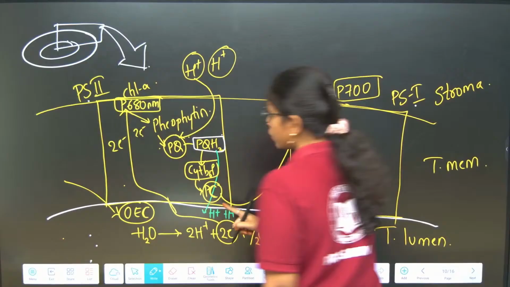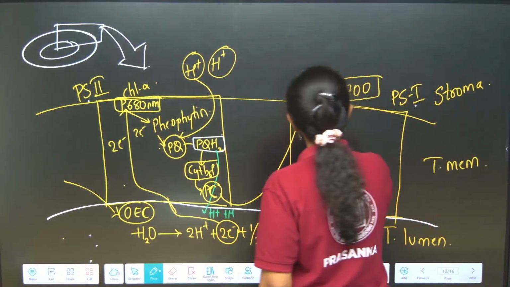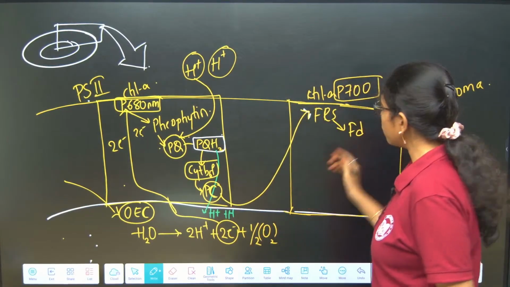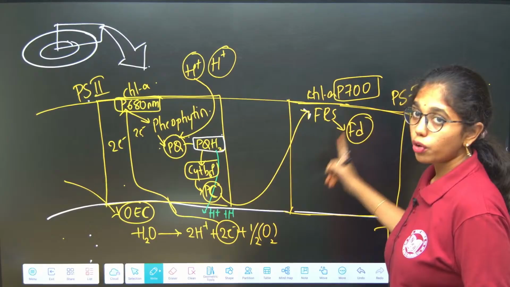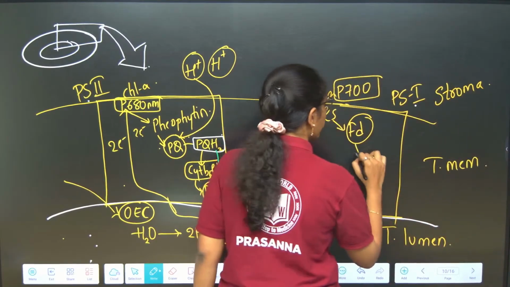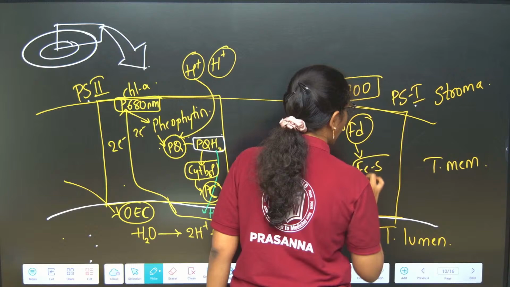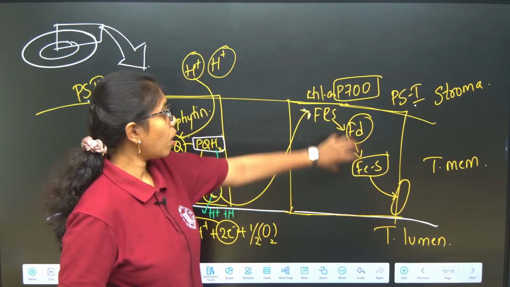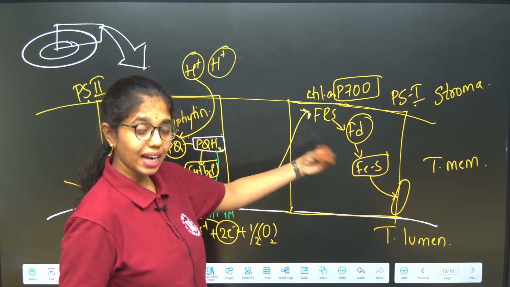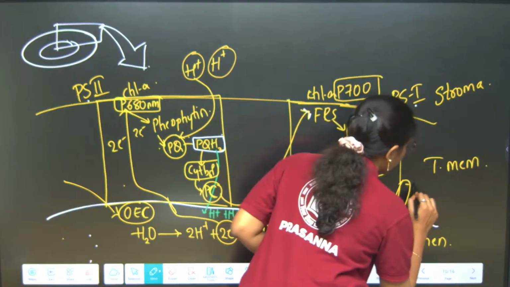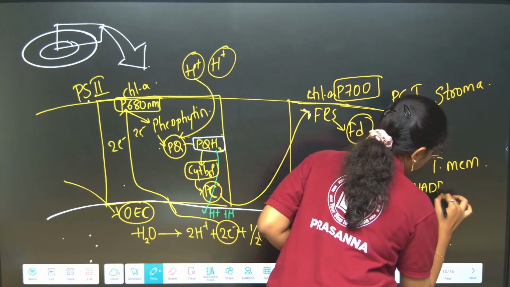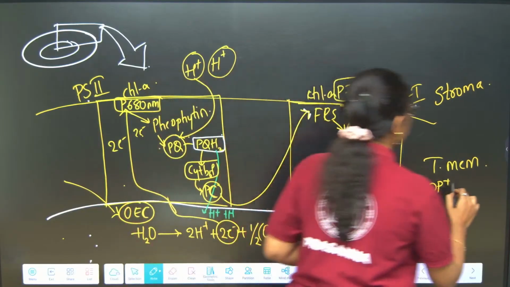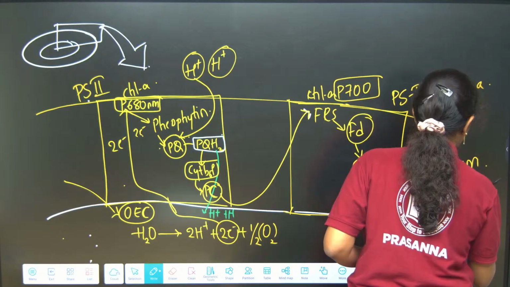From this plastocyanin, the primary acceptor will again be FRS, that is ferredoxin. Ferredoxin, which is the primary acceptor in photosystem 1, and then the iron sulfur complex. The ultimate electron acceptor is adjoined to the membrane of this photosystem. The last ultimate electron acceptor is what? NADP+. This is towards the stroma of the chloroplast. This is present where? In the stroma.